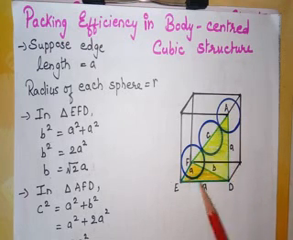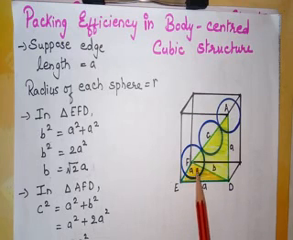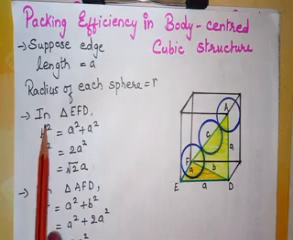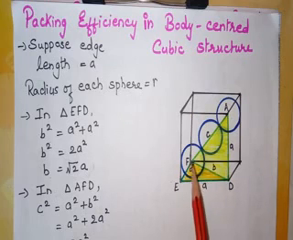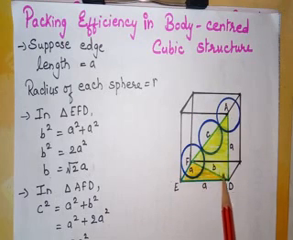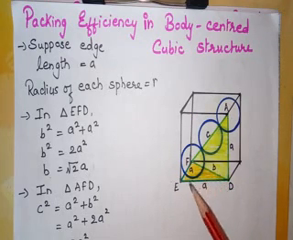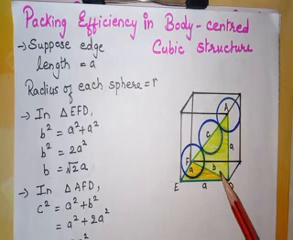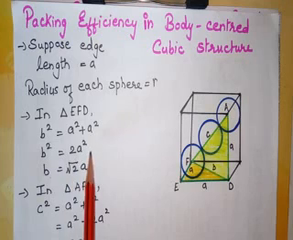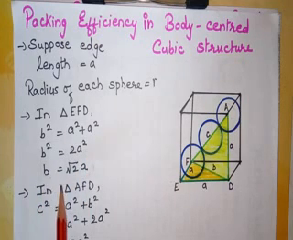Now for calculation, let us consider two triangles. The first triangle is EFD. In triangle EFD, applying Pythagoras theorem, b square is equal to a square plus a square. So b square is equal to 2a square. So we get the value of b as root 2 a.